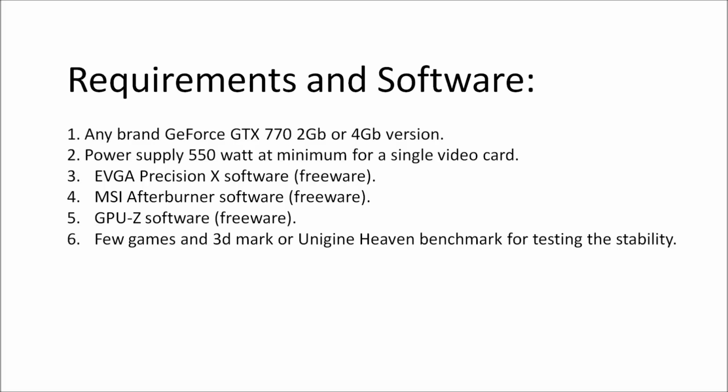And of course, I suggest you have a few games to test your overclocking for stability, and also 3DMark or Unigine Heaven benchmark to see the score increase. If the score increases, then you're on the right track. If the score decreases by a couple of FPS, then your overclock is unstable and you need to decrease your frequencies. How to do it, we will learn in a few minutes.